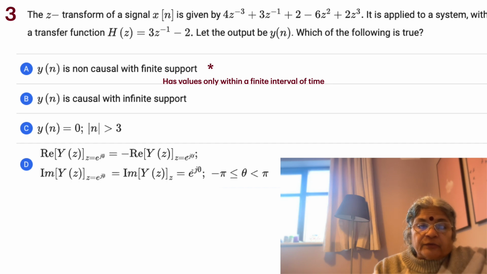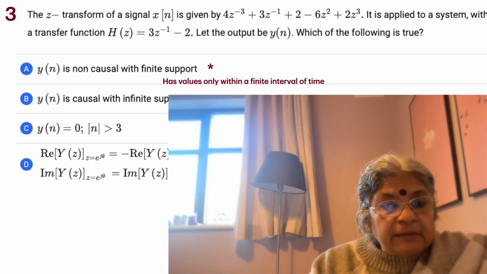Meanwhile, let's see what is asked of us. Let the output be yn; which of the following is true? So we'll read the results and then we'll go back. Yn is non-causal with finite support. Yn is non-causal. Why is it non-causal? Because 2 into z cube multiplied by 3 into z raised to minus 1 will still give you 6 into z raised to 2. Similarly, minus 6z square multiplied by 3z raised to minus 1. These are the largest powers in z in xz. If you multiply it by 3z raised to minus 1, it will still give you a non-causal signal. So option 1 is true, and there we can stop.